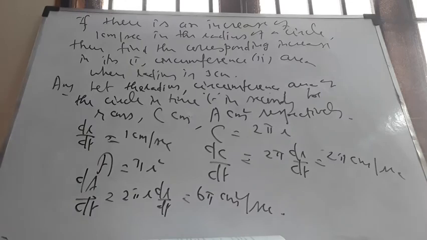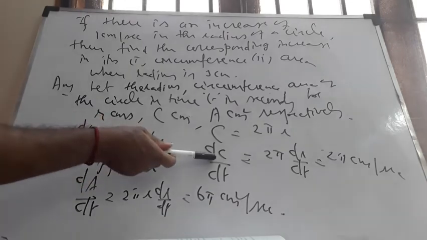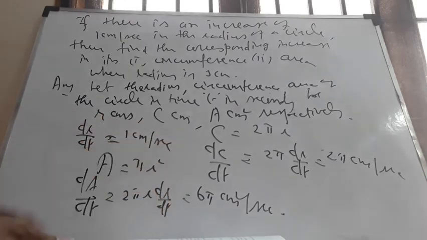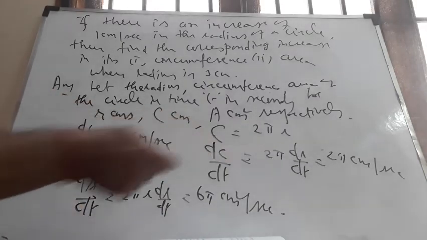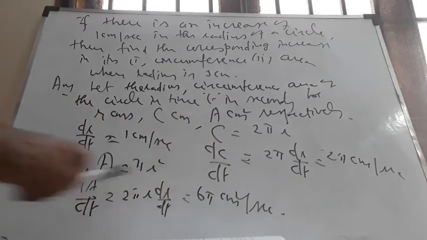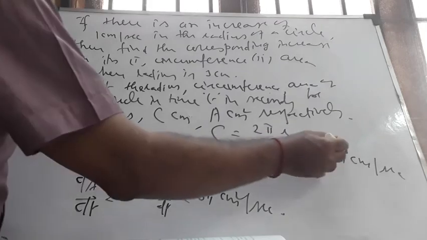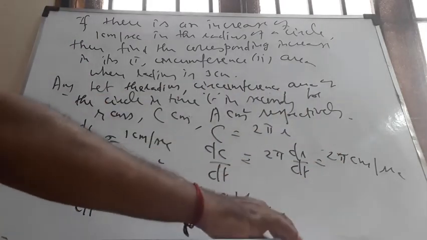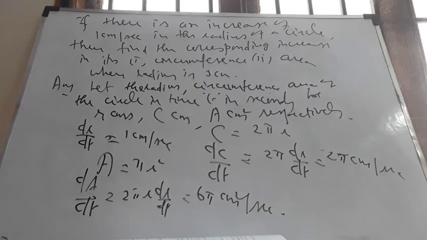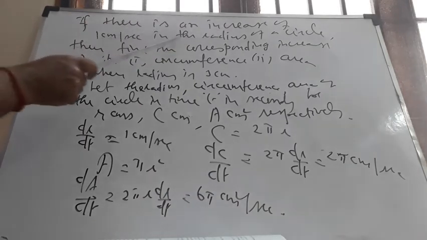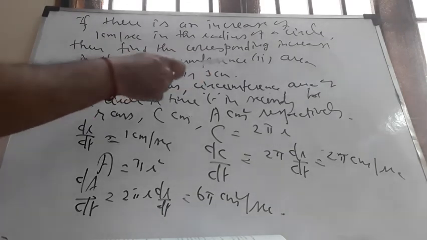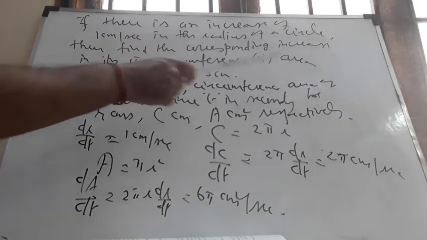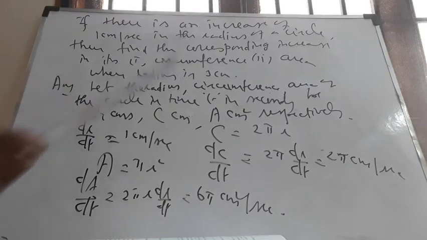Therefore, I am supposed to give the conclusion wordings. The circumference increases at the rate of 2 pi centimeter per second, and the area increases at the rate of 6 pi centimeter square per second. That's what I am supposed to write down. Just listen. If there is an increase of 1 centimeter per second in the radius of a circle, then find the corresponding increase in its circumference and area when the radius is 3 centimeters.